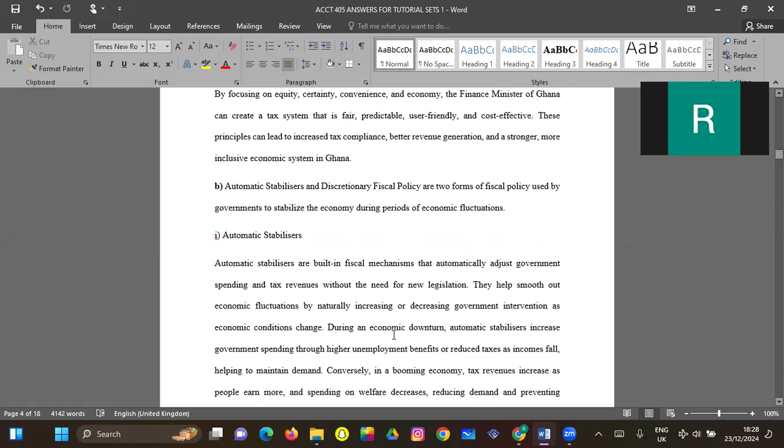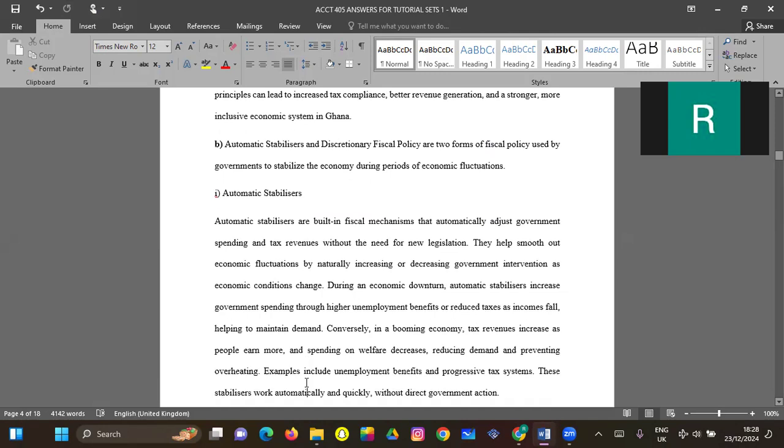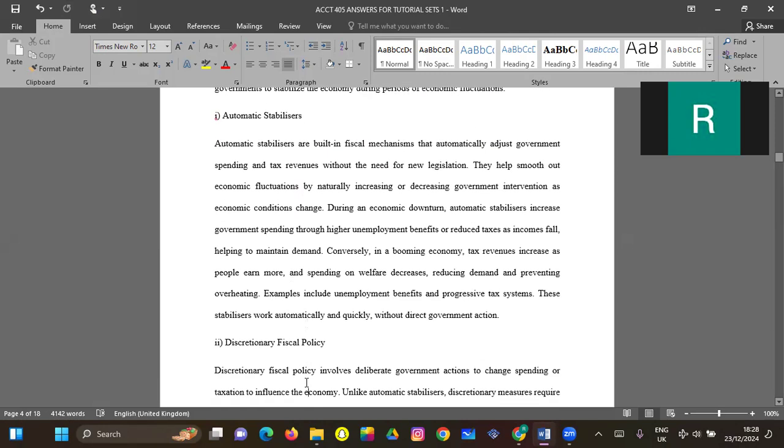They help smooth out economic fluctuations by naturally increasing or decreasing government intervention as economic conditions change. During an economic downturn, automatic stabilizers increase government spending through higher unemployment benefits or reduce taxes as income levels fall, helping to maintain demand. Conversely, in a booming economy, tax revenues increase, people earn more and spending on welfare decreases, reducing the demand and preventing overheating. The examples include unemployment benefits and progressive tax system, right? So basically that's it. I explained it before reading.